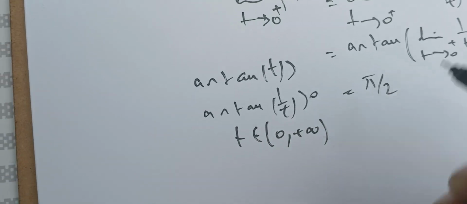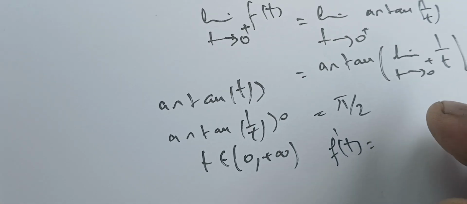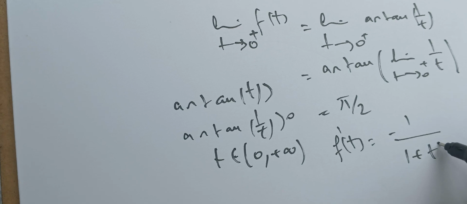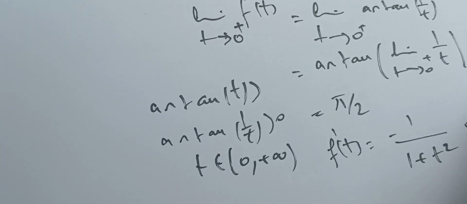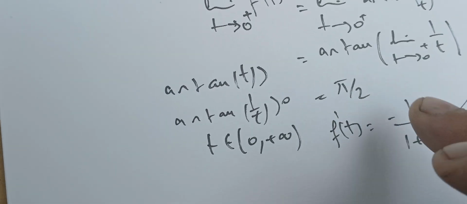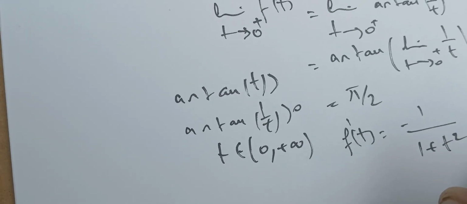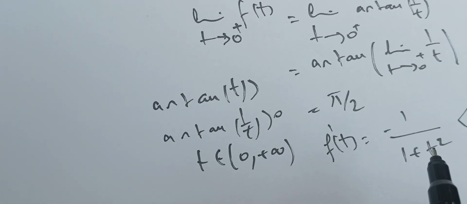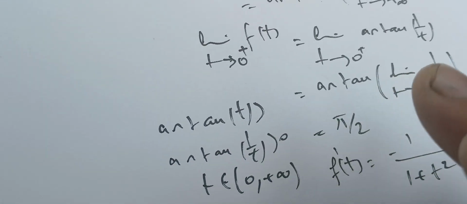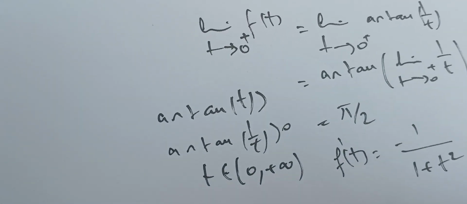Next thing is that we're going to find f prime. The derivative f prime is here. We're going to use the chain rule, and we're going to have minus 1 over 1 plus t squared, which is less than 0. So this is negative all the time on t belonging to 0 to plus infinity. That means our function is going to be decreasing. Notice that it's positive decreasing, having limit pi over 2 at 0 from the right and limit 0 when t gets bigger.